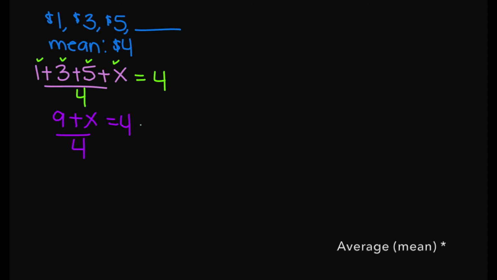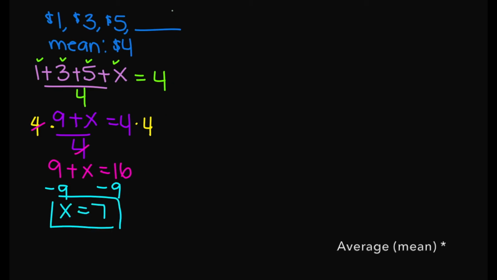Now I'm going to multiply both sides by 4 to solve for x. So you have 9 plus x equals 16. Now I'm going to subtract 9 from both sides to solve for x. So x equals 7. So my missing value here is 7.